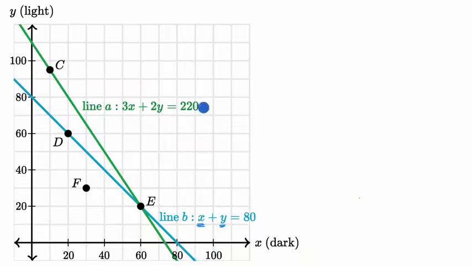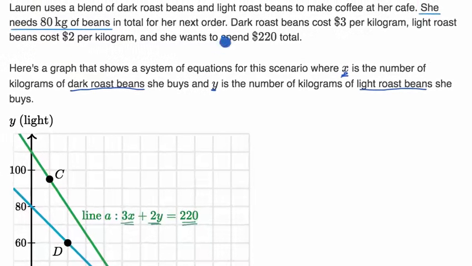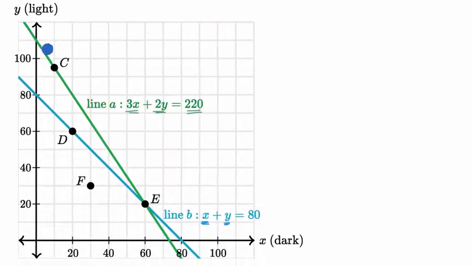And then this other constraint, 3x, well, the dark roast beans cost $3 per kilogram. So 3x is how much she spends on dark roast. 2y is how much she spends on light roast, because it's $2 per kilogram. And 220 is the amount that she spends in total. And they tell us that up here. Dark roast beans cost $3 per kilogram. Light roast beans cost $2 per kilogram, and she wants to spend $220. So this equation is another way of expressing what I just underlined up here in green. And the green line shows all of the xy combinations that would match these constraints.